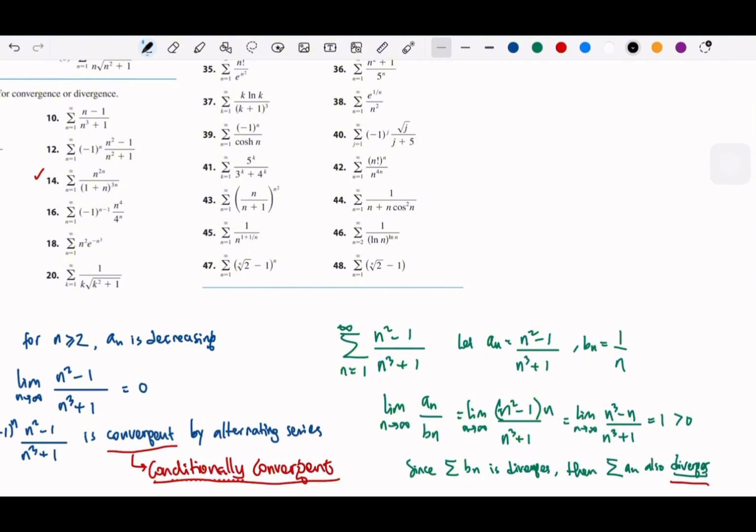Now the second one, try number 14. It is n to the power of 2n, and then the denominator is 1 plus n to the power of 3n. That's also obvious, right? Yes. Yeah, root test. It is pretty obvious. Why? Because I think every time you have a component in the series that is raised to the power of n, just go directly and try the root test.